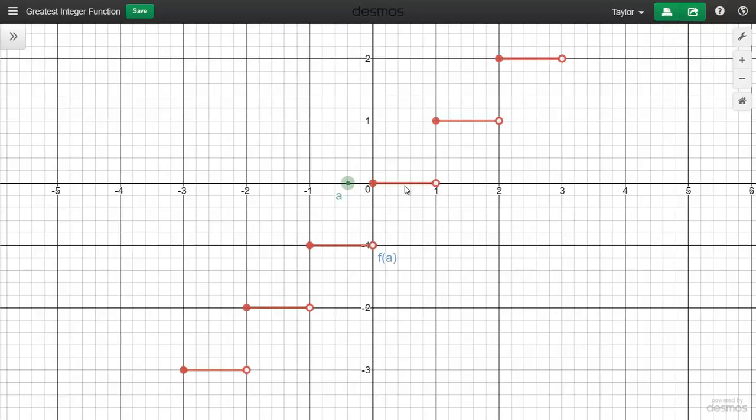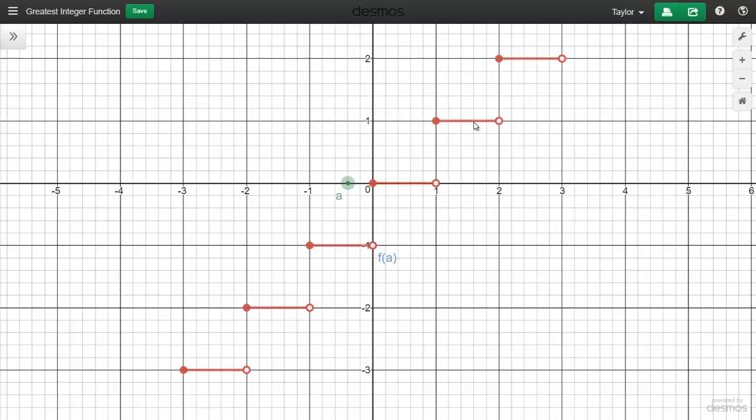But what's the greatest integer less than 1/2? It's 0. Now remember, what are integers? Integers are 0, 1, 2, 3, 4, 5, 6, 7, 8, 9, 10, 11, 12, and so forth and so on. And they're additive inverses. So -1, -2, -3, -4, -5. So 0, whole numbers, and all their negatives.